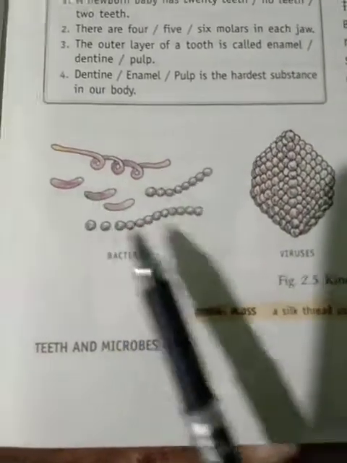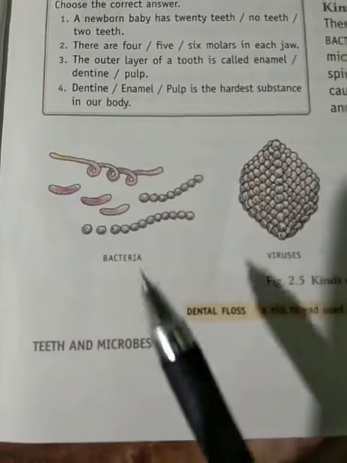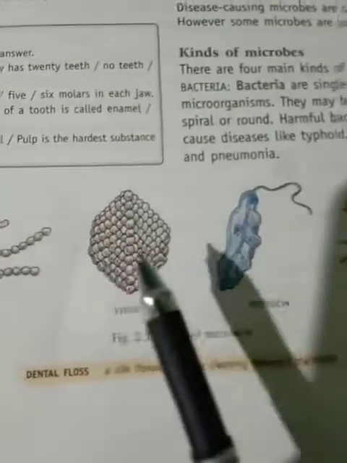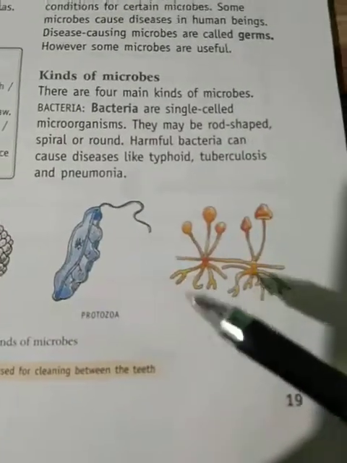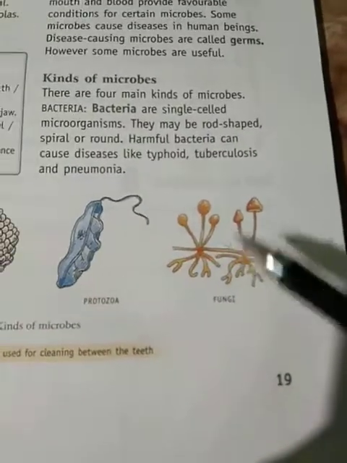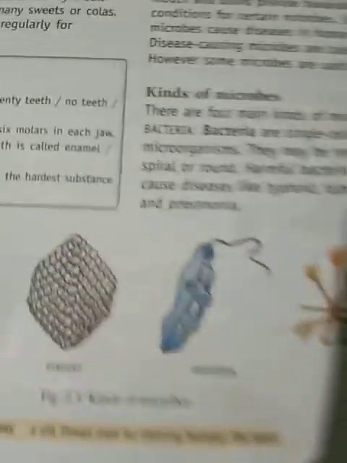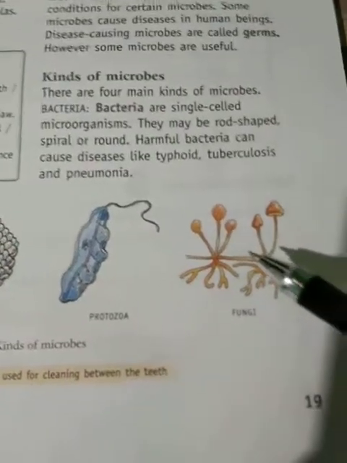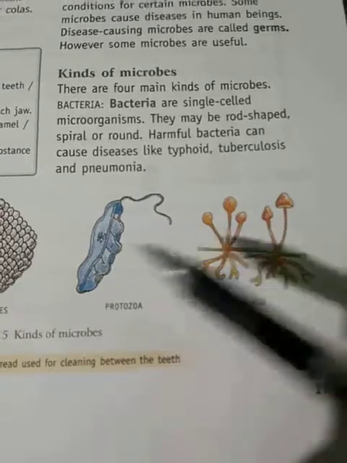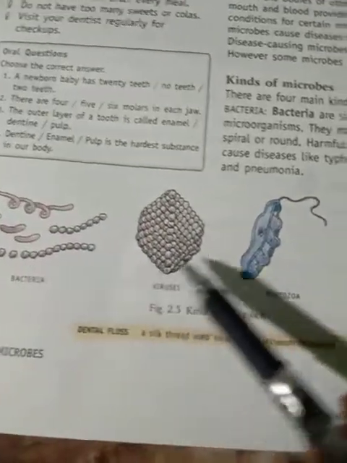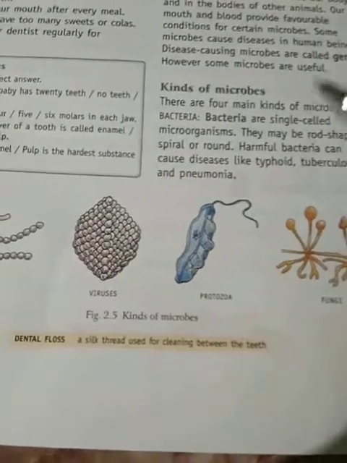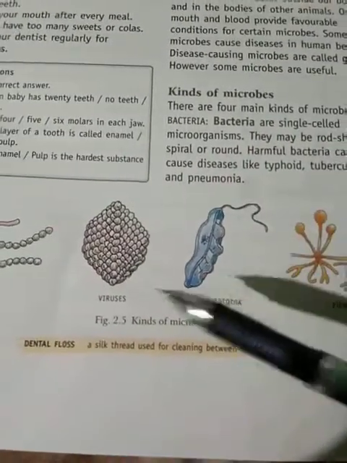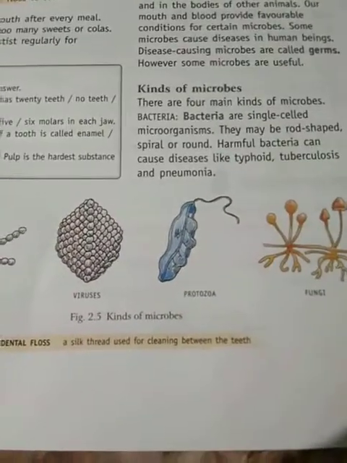Now these are bacteria that actually affect our teeth. These are viruses, these also affect our teeth, and these are protozoa, sometimes protozoa also affect our teeth, and these are fungi. But I would like to add that these are normal structures of viruses and bacteria, and all of them may not affect our teeth, but most of them affect our teeth.